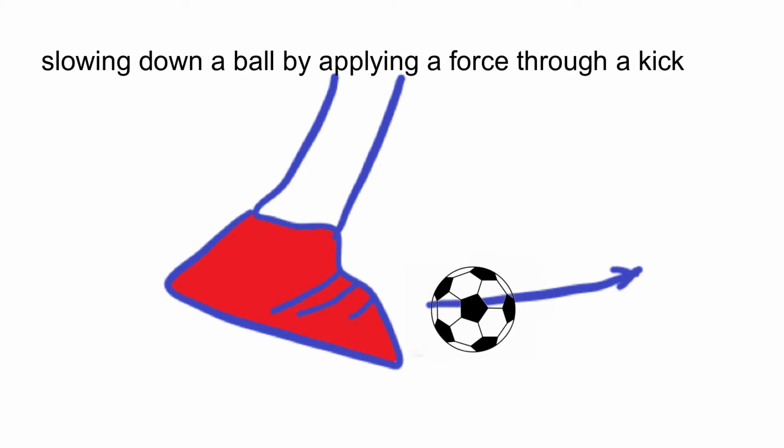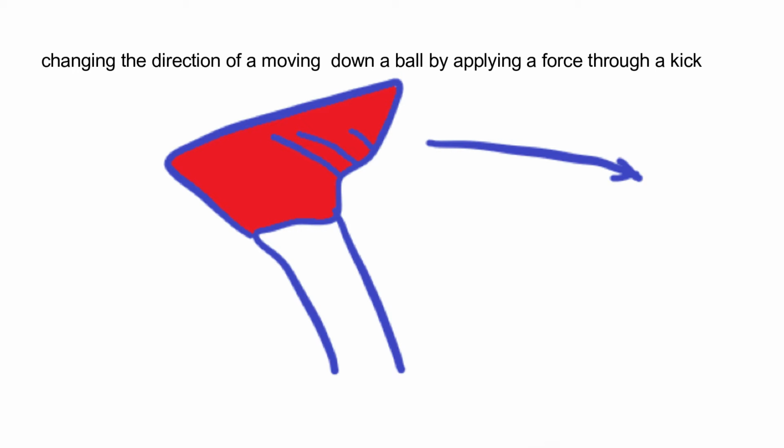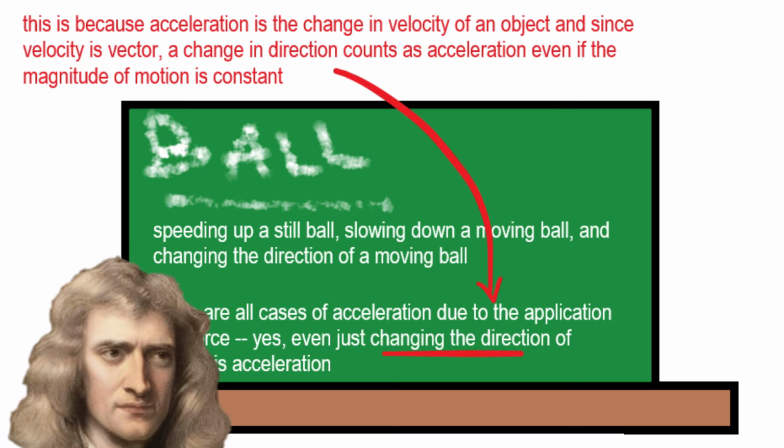If it's moving, I can slow it down by applying a force, or I can change its direction by applying a force. In all these applications of forces, I have caused the ball to accelerate. Yes, even if it's just changed direction, it's accelerated, even though it did not change speed. Remember, acceleration is defined as a change in velocity, not speed. And since velocity is a vector, a change in the direction of movement changes the direction of the velocity vector. And so that change in the velocity was acceleration. We will return to this concept of forces causing acceleration very soon.